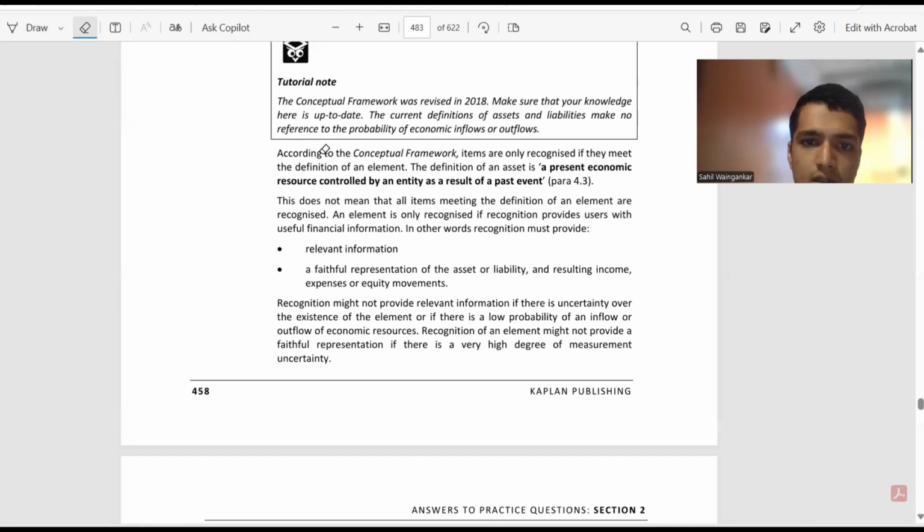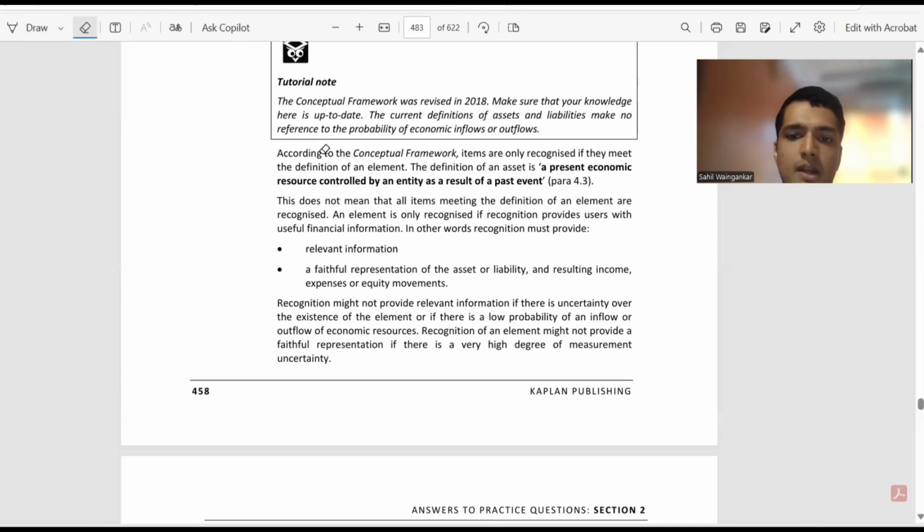This does not mean that all items meeting the definition of an element are recognized, and an element is only recognized if the recognition provides users with useful financial information. In other words, recognition must provide relevant information and a faithful representation of the asset or liability and resulting income and expenses or equity movements. Recognition might not provide relevant information if there is uncertainty over the existence of the element or if there is a low probability of an outflow of economic resources.